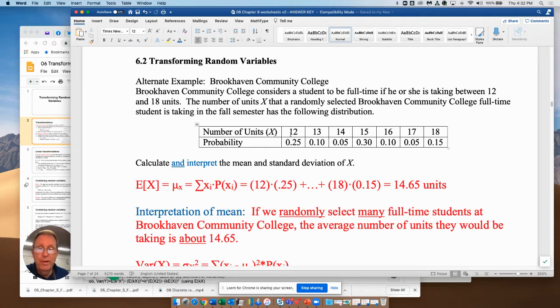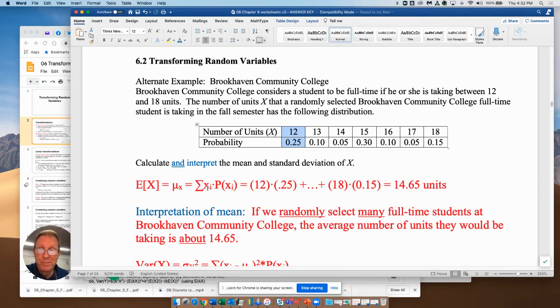So you can see that a quarter of the students here had 12 credit hours. 1/10 of the students had 13 credit hours. So let's just review a little bit from last class period. We want to calculate and interpret the mean and standard deviation. Well, this right here is the symbol for expected value of x, and it is equal to the mean of x.